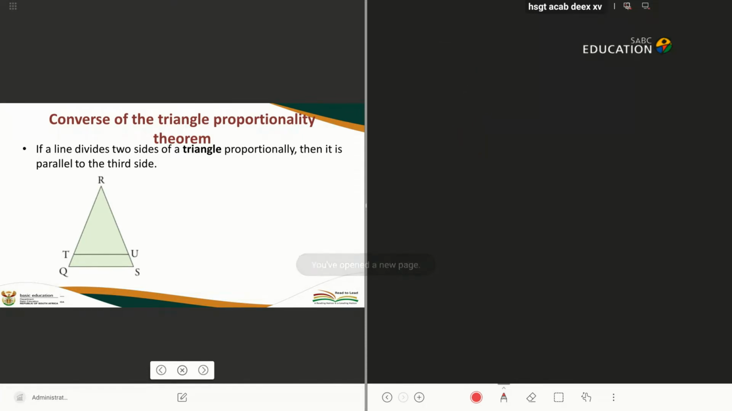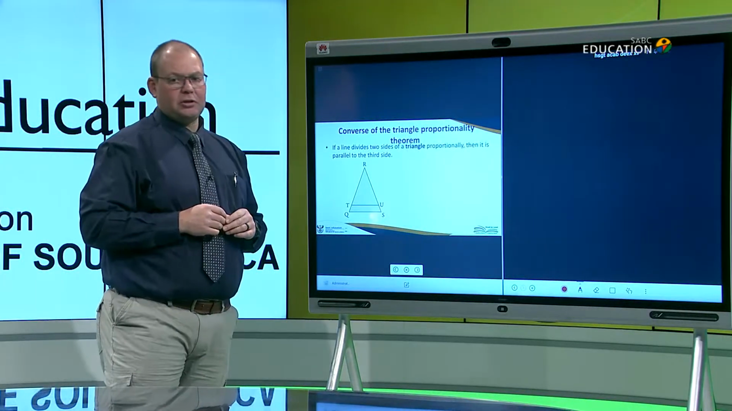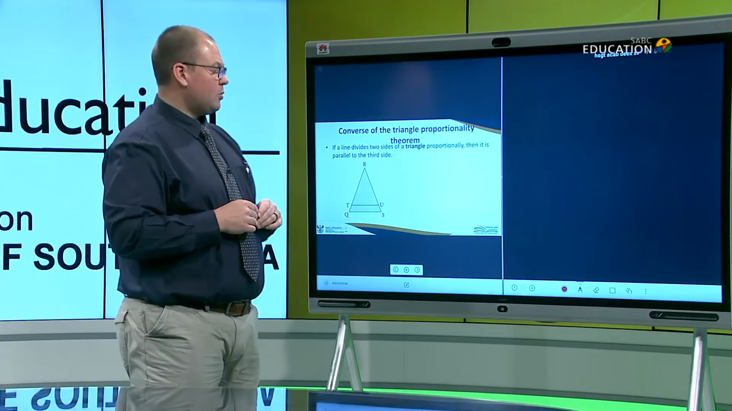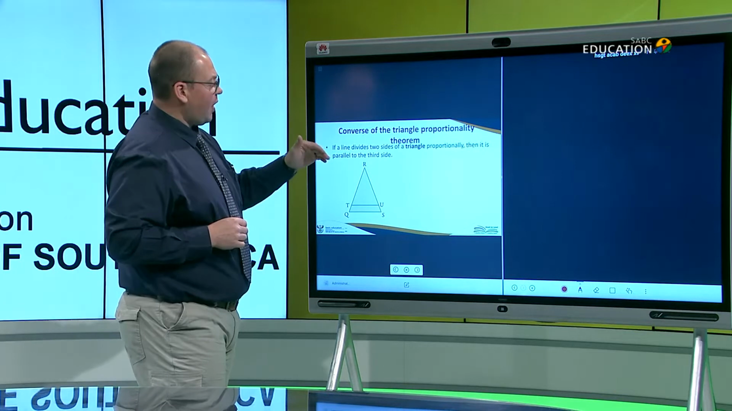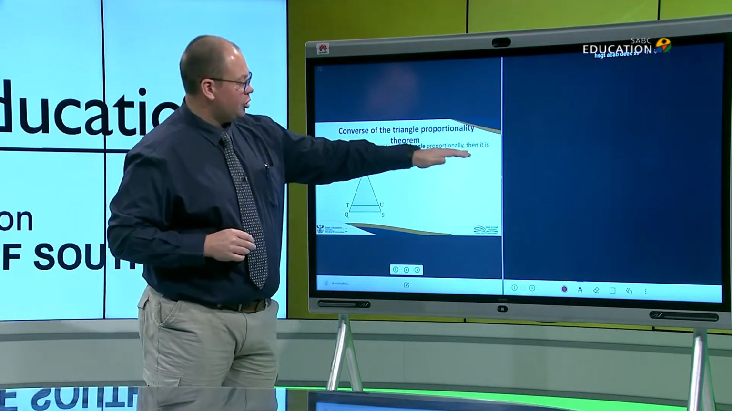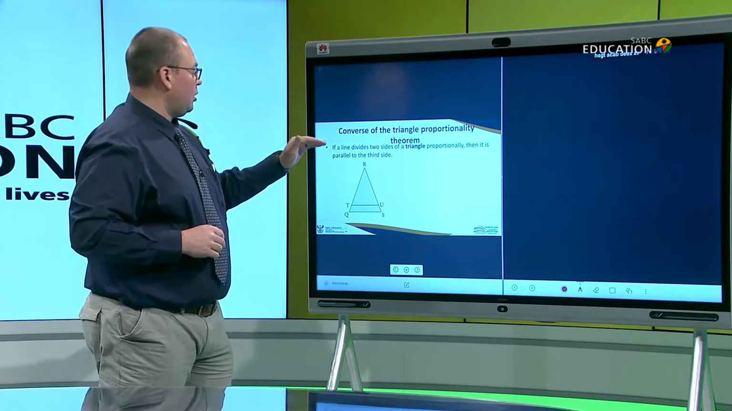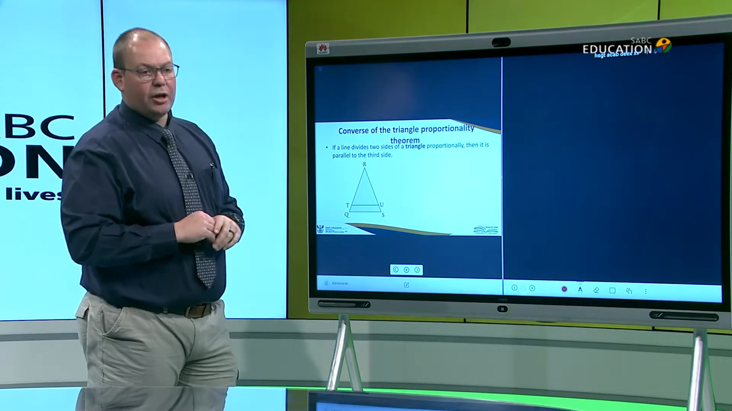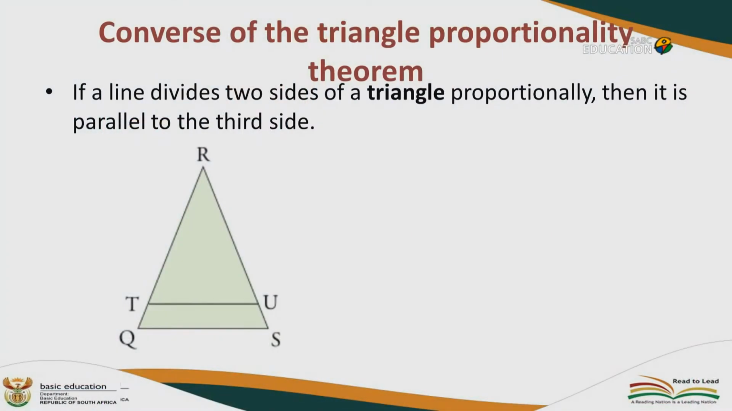So let's look at the converse of the triangle proportionality theorem. It says that if a line divides two sides of a triangle proportionally, then it is parallel to the third side. Meaning in the first theorem, it was given that the sides are parallel. Now it's given that the sides are in proportion. So I will have the following.